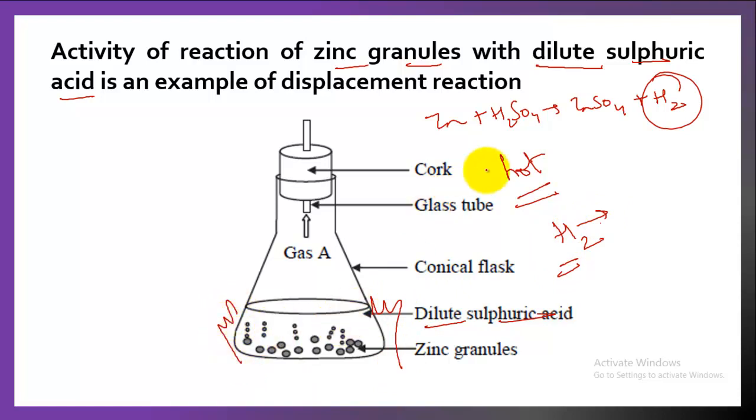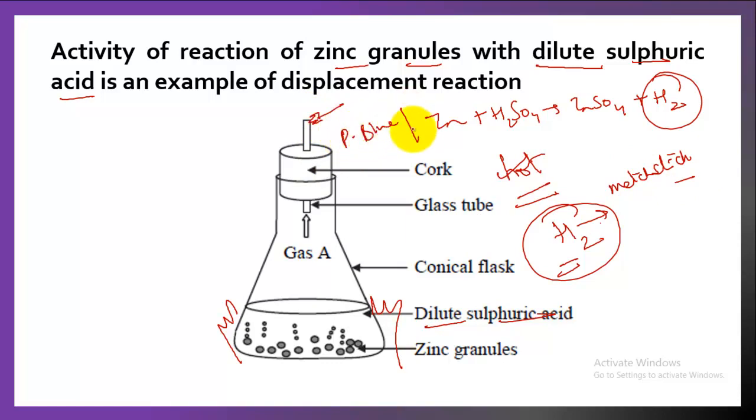And this hotness can be tested by touching the beaker from outside, and hydrogen gas can be tested by bringing the matchstick near it. So when the matchstick is brought near it, it starts burning with pale blue flame and with popping sound. So this is the identification test for the hydrogen gas. So in this reaction, zinc is an element, H2SO4 is a compound. Zinc is more reactive than hydrogen, so it has displaced hydrogen and formed ZnSO4.